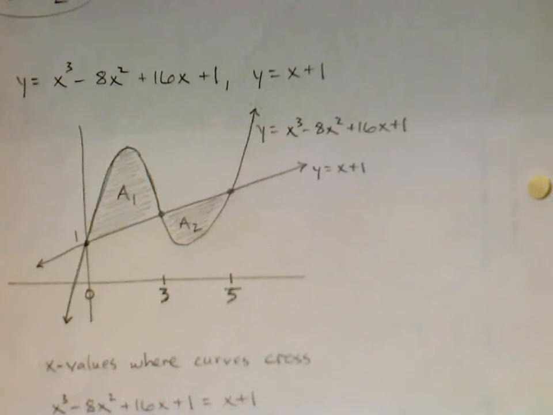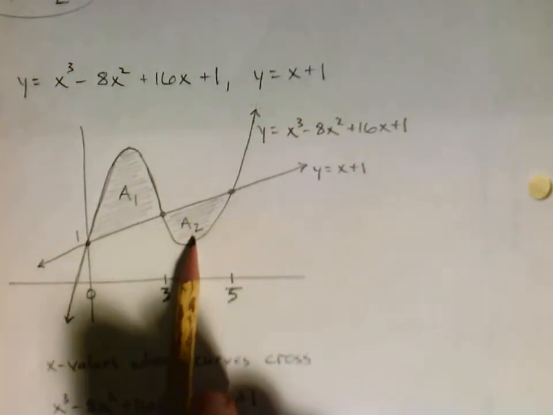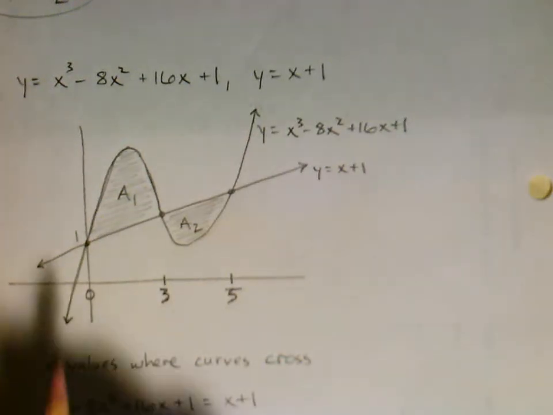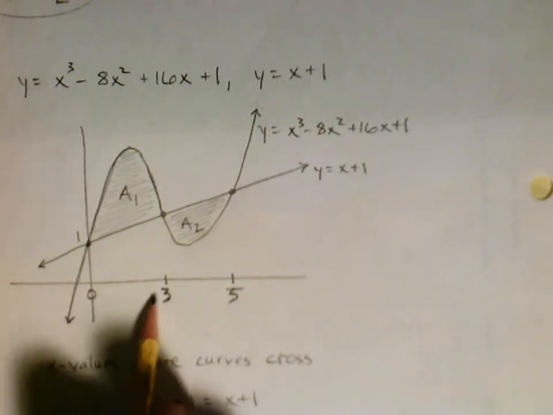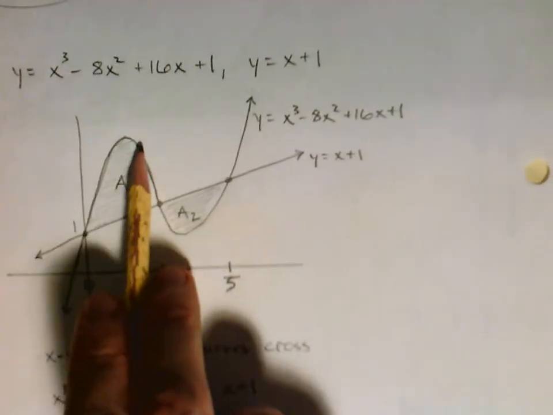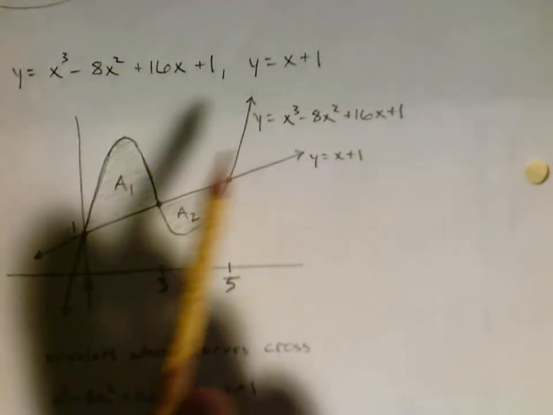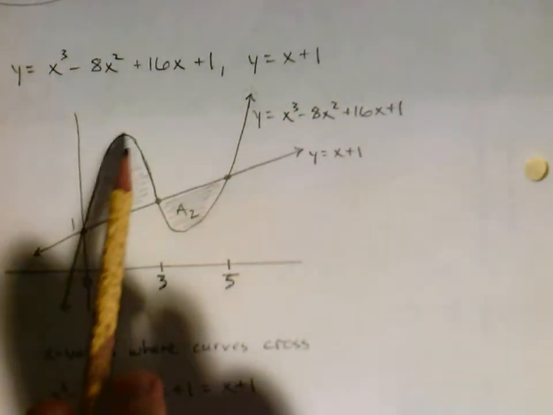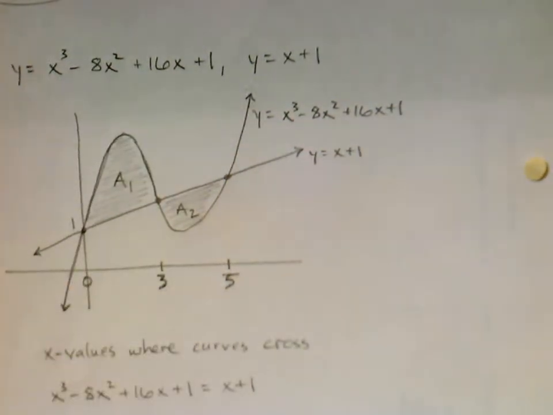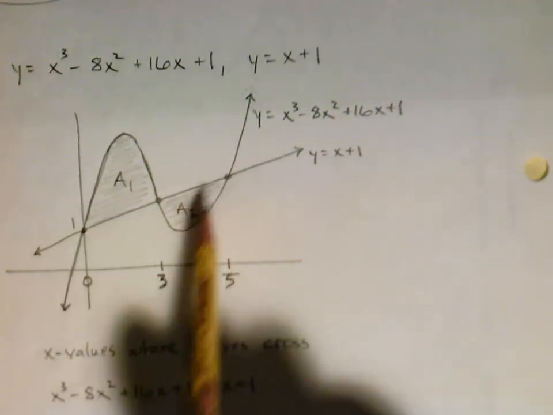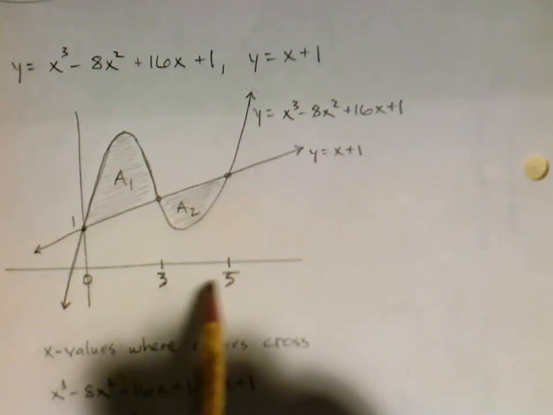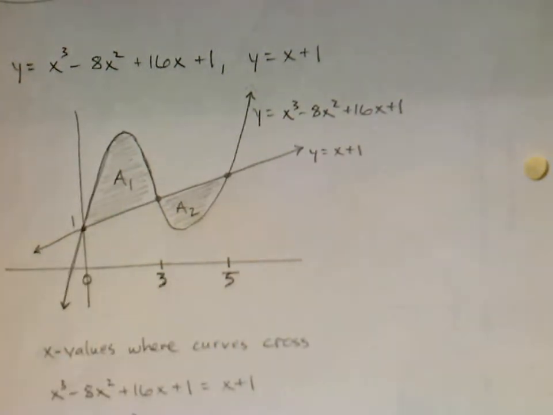That's good. All right, now the task is to find each area and we add them together. So for area 1, I go from 0 to 3, and then what's on top and what's on bottom? On top is my cubic, on bottom is the line. We're going to do that first. Then when we go to A2, notice they switch, right? Now the line's on top and the cubic is on bottom from 3 to 5. All right, anyway, we're going to start with A1.